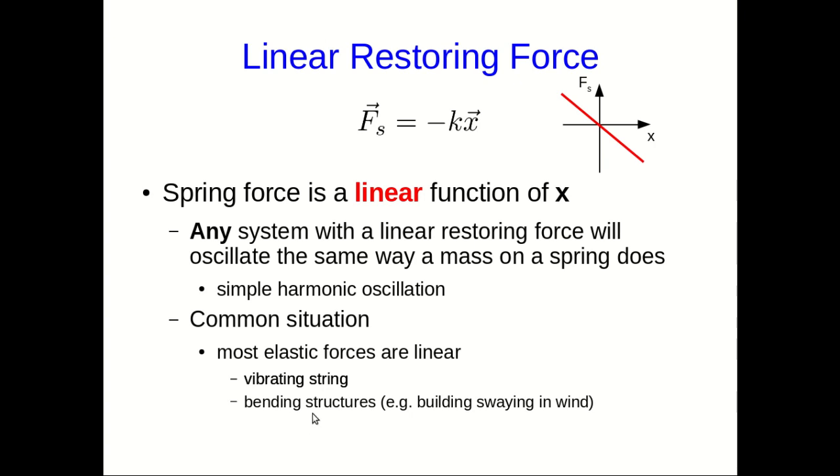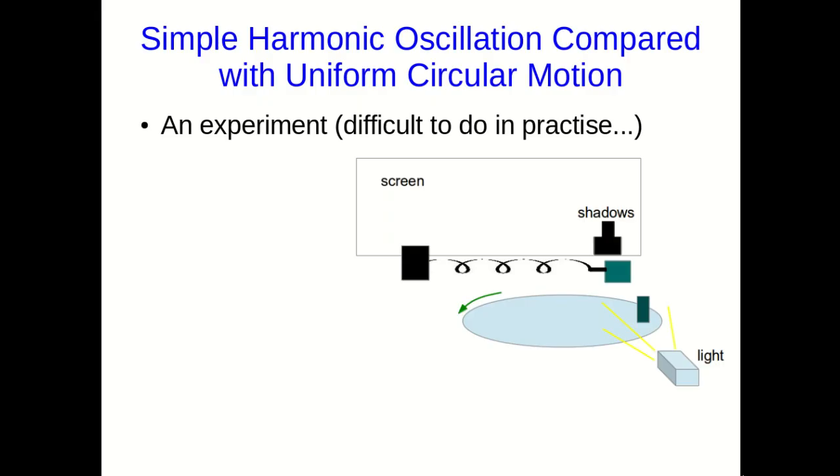And that's surprising, the idea that a pendulum ends up carrying out the same sorts of oscillations as a mass on a spring, if you think about it, because they're very different systems. It turns out that there's a close relationship between simple harmonic oscillations and uniform circular motion, and this relationship is going to be useful to us. So you can show this relationship through an experiment.